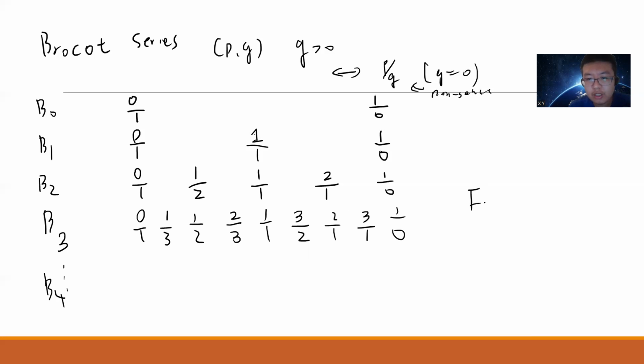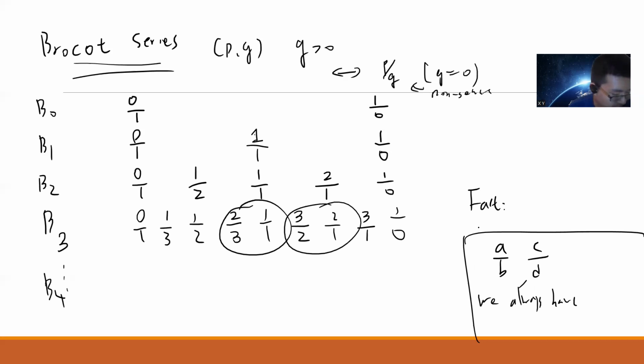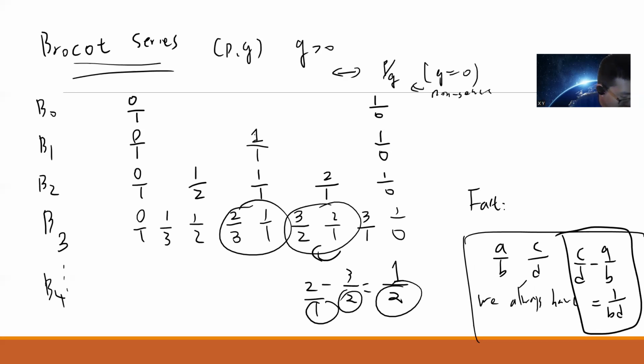There is a fact that I will not prove here, but it's easy to check: if you have a/b and c/d that are adjacent in this Brocot series, for example these two are adjacent, and these two are adjacent, then c/d minus a/b equals 1 divided by bd. For example, if you take this, you get 2 minus 3/2, which is 1/2, right? You can see it's 1 and 2 times 1 becomes 2.